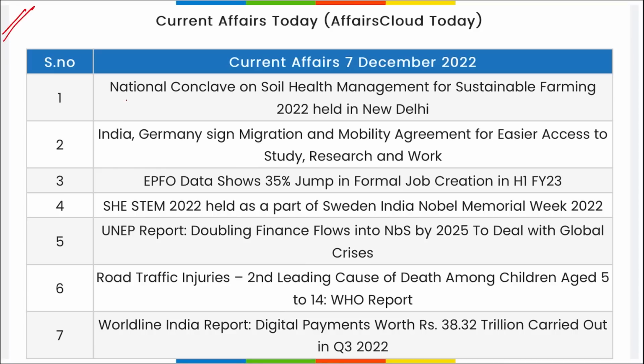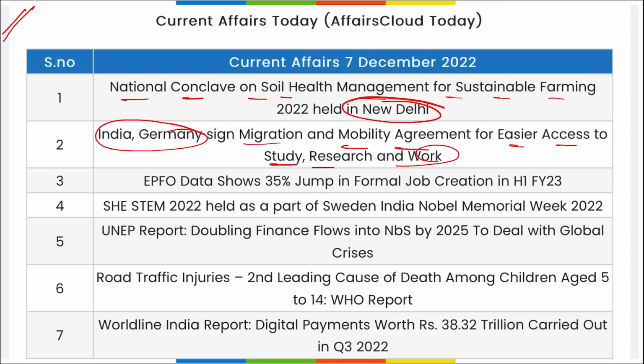Now let's go for a quick revision. National Conclave on Soil Health Management for Sustainable Farming was held in New Delhi. India and Germany signed a migration and mobility agreement for easier access to study, research and work. EPFO data shows 35% jump in the formal job creation in the first half of fiscal year 2023.